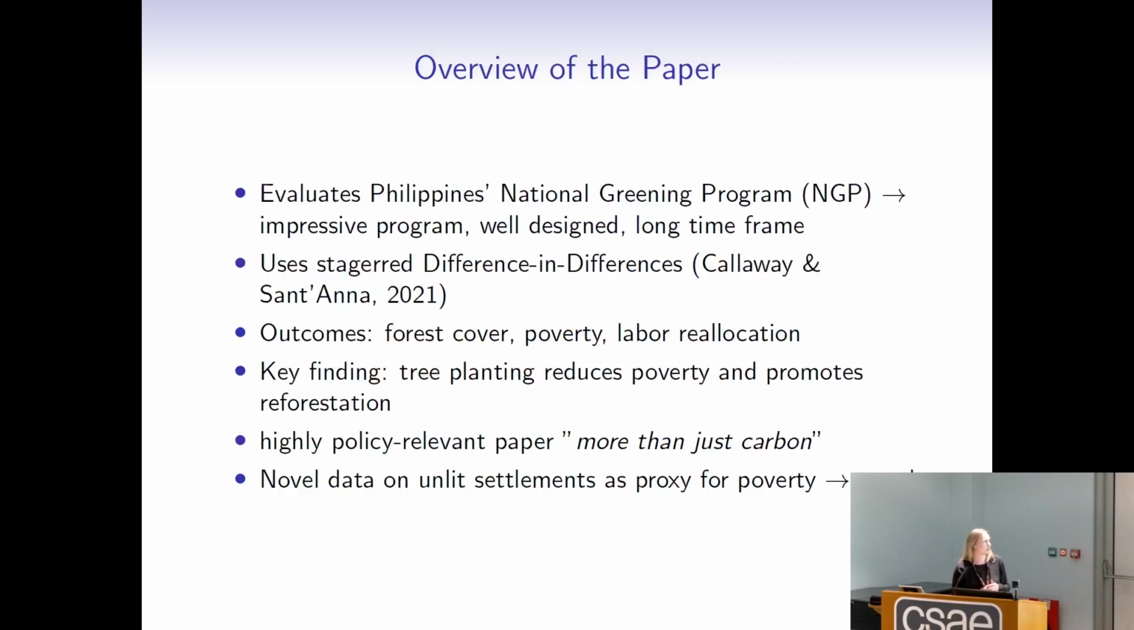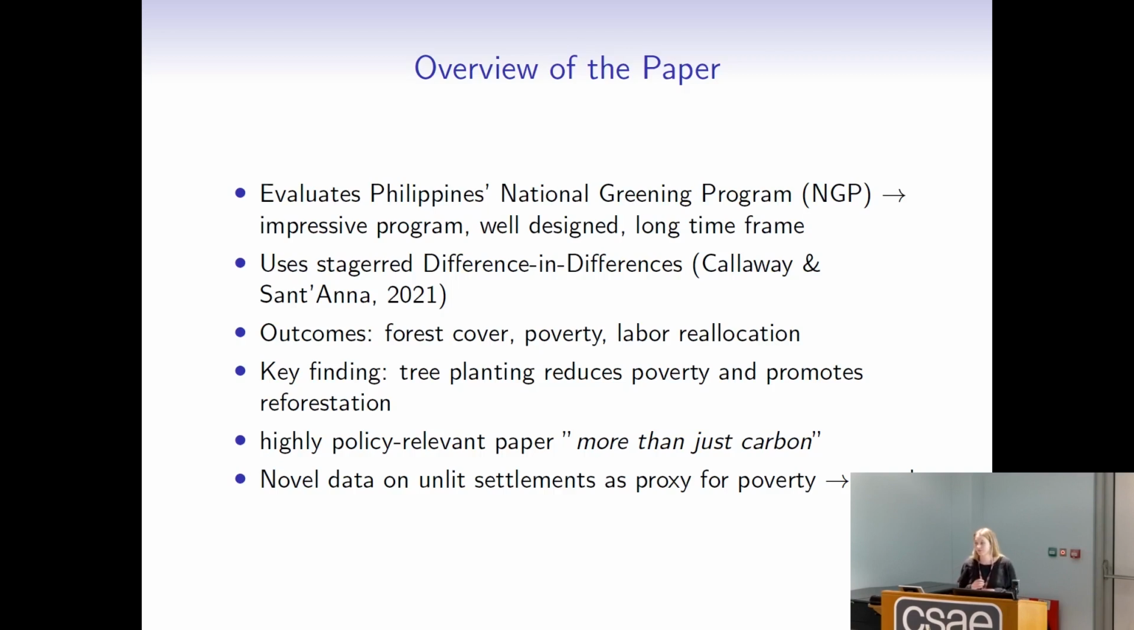So a bit of an overview of the paper. You evaluate the Philippines National Breeding Program, which is a really impressive program, well designed, as you stated, on the diversity and the work with the local partners. Classic staggered diff-in-diff, Callaway and Sant'Anna, information on forest cover, poverty, and labor reallocation, with an effort in disentangling the assets versus the cash transfers.